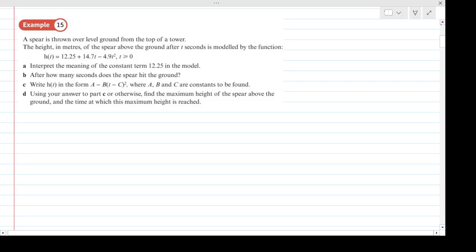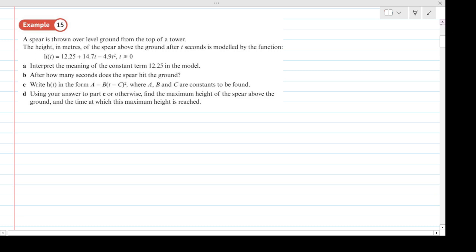So it's told us a spear is thrown over level ground from the top of a tower. The height in meters of the spear above the ground after t seconds is modelled by the function here, and they give us this quadratic. Okay, so part A, interpret the meaning of the constant term 12.25. Okay, so the best thing, first of all, is actually to consider what this function looks like.